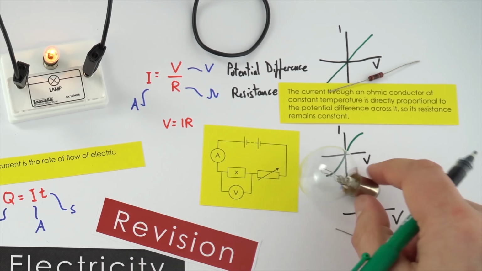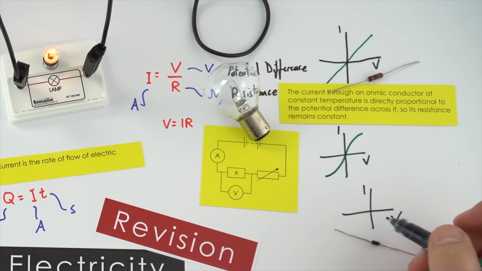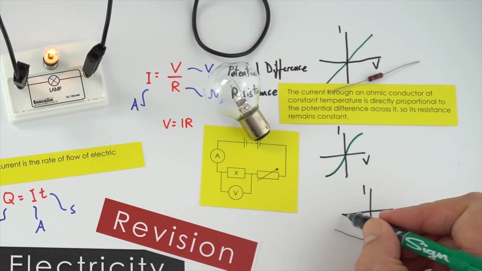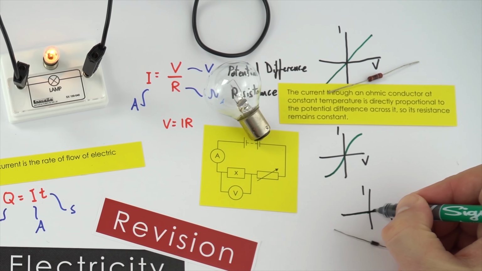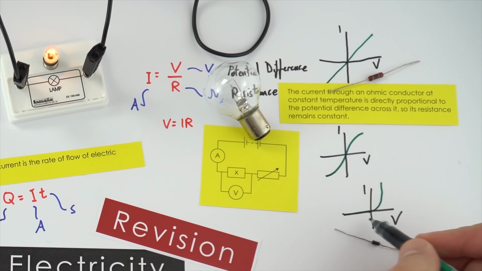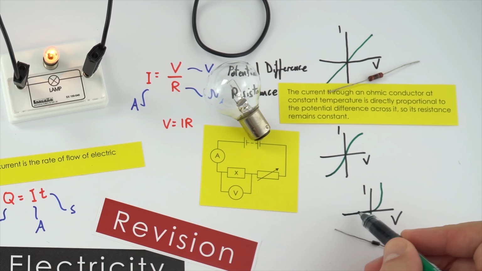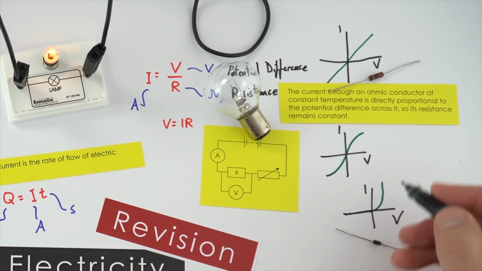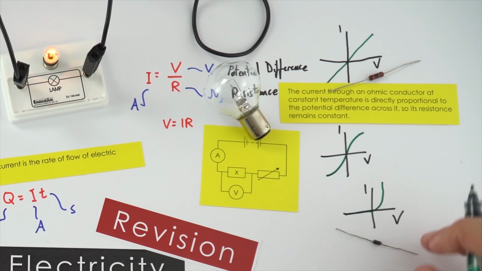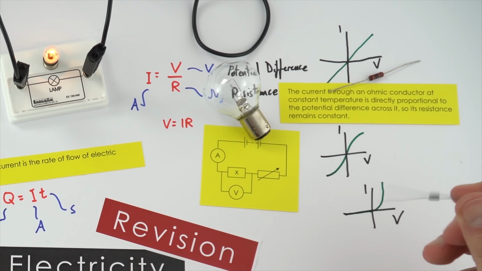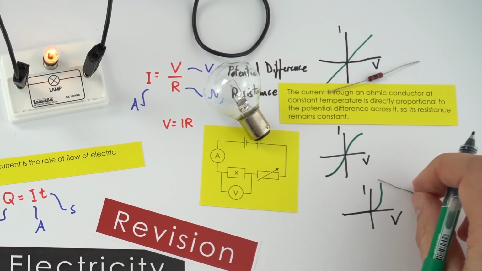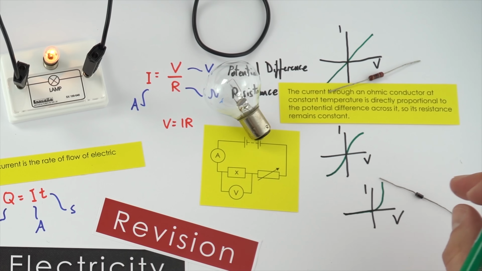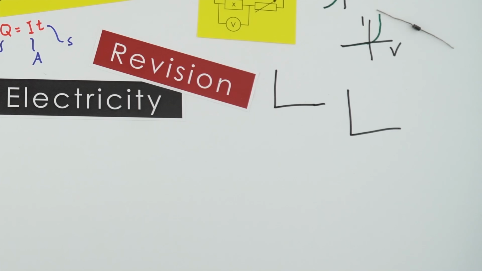If you have a diode, on the other hand, the whole point in a diode is it works a bit like a one-way valve and it only lets the current flow in one direction, so we get a graph like this. Effectively, if you've got a negative potential difference, the value of current is zero, but when you have a high potential difference, loads of current can flow through, and this really allows us to control the way that current flows in a circuit.